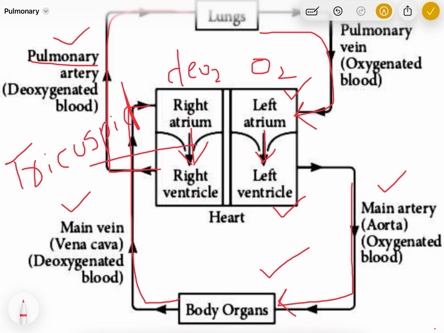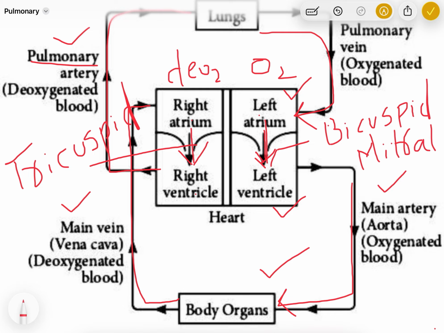Okay with this? Because it is carrying the blood to the lungs, to the upper part of the heart, it needs the presence of a valve, which is nothing but the pulmonary valve. Next, from the left atrium to the left ventricle, we have the bicuspid valve. This bicuspid valve is also called the mitral valve. Okay, this is the third valve.